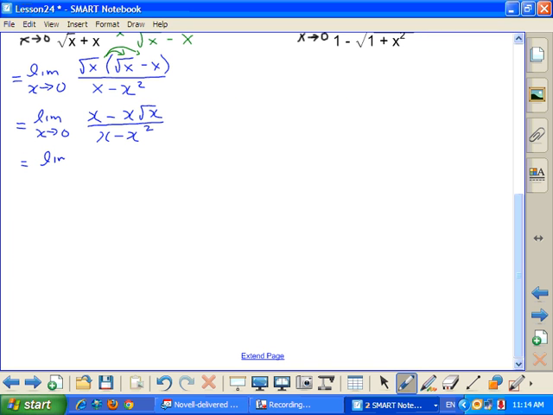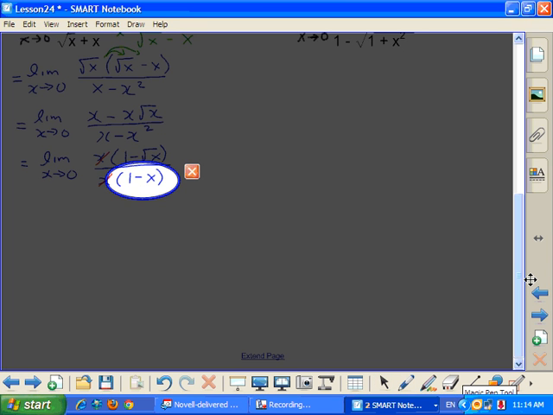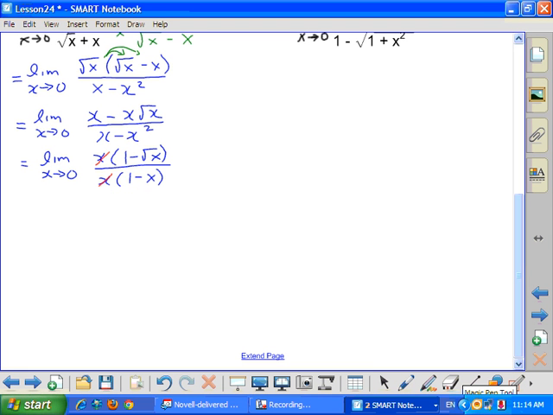Now I'm going to try to do some factoring. So the limit as x approaches 0, I can pull an x out of the top, leaving me with 1 minus root x. On the bottom, I can factor out an x, leaving me with 1 minus x. The x's will cancel. Do I have a problem? So I look at my denominator now. The answer is no. So 1 minus x, I can do 1 minus 0. So on top, I'll have 1 minus 0. On the bottom, I'll have 1 minus 0. Final answer then is 1.